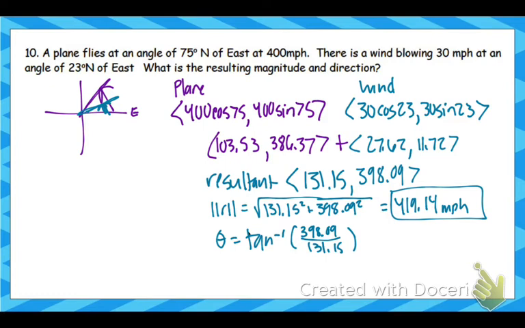The y or the x coordinate here, well, they're both positive. So there's not a negative x, so we can just plug it in as is. And I get an angle of 71.77 degrees. So this plane will be 419.14 miles per hour at an angle of 71.77 degrees.